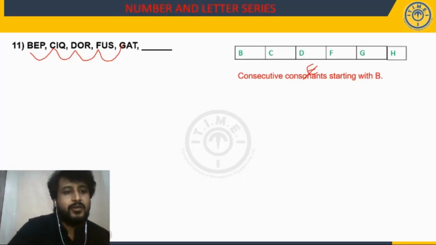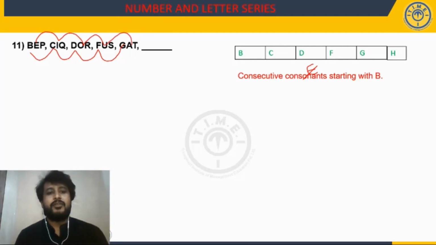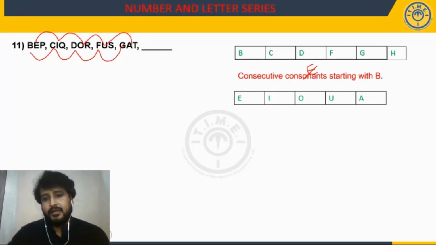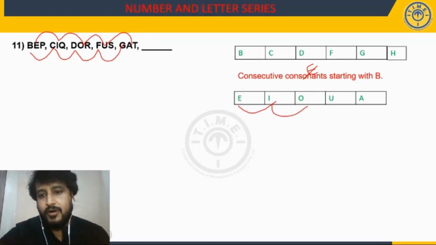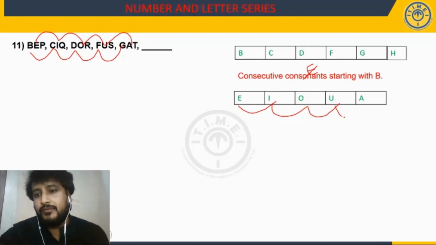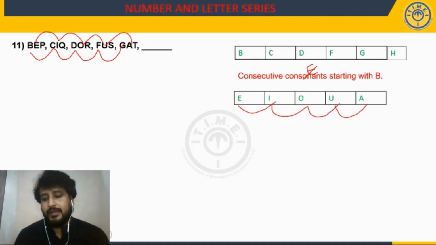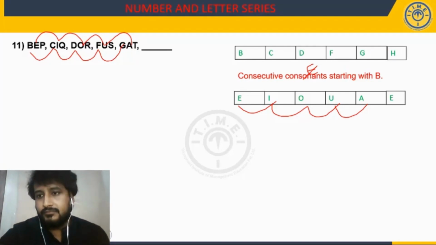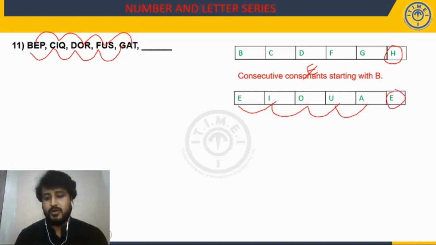Now, let us identify the logic in the second set of letters: E, I, O, U, A. When we are pronouncing the letters itself, you can understand that the given set of letters are vowels. After E, I; after I, O; after O, U; and you know that the English alphabet is cyclical in nature. So after U again will be A, and after A again will be E. So consecutive vowels starting from E. So in our answer group, the first letter must be H and the second letter must be E.